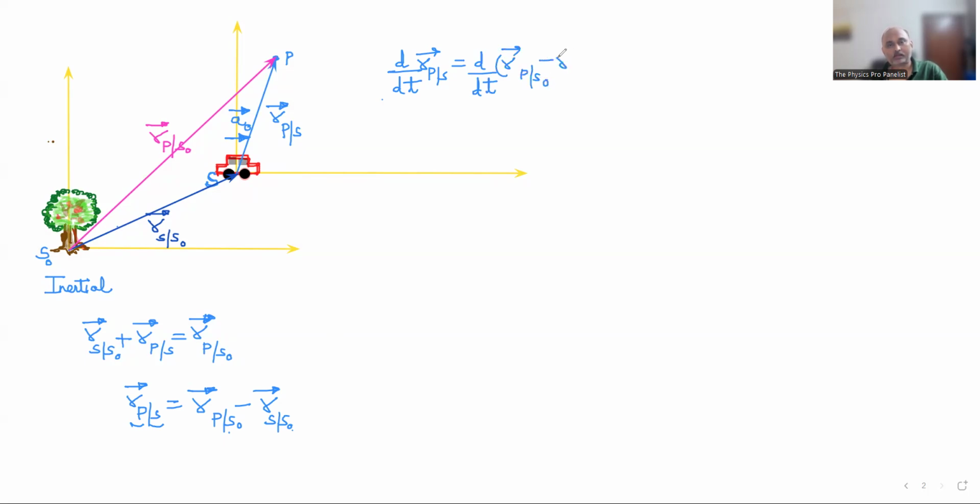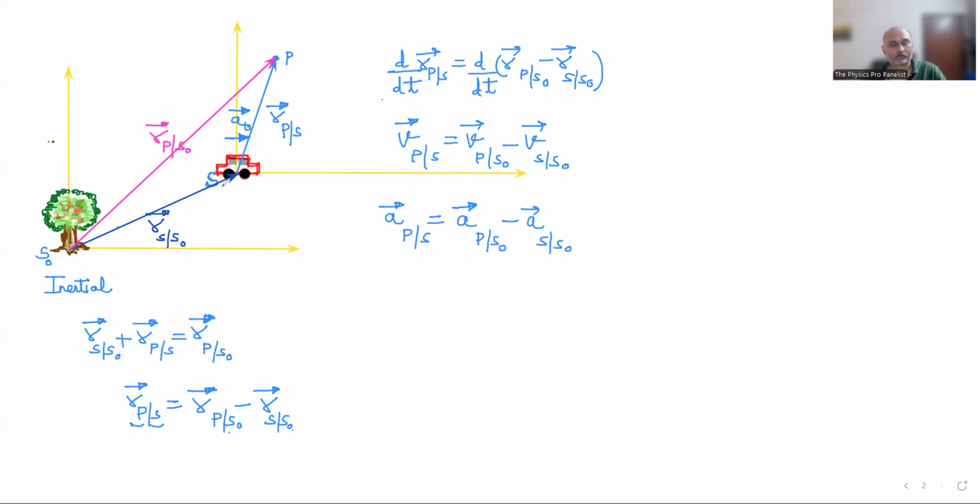RPS naught minus RSS naught. What do I get? I get velocity. Once more we differentiate, then what will we get? Acceleration of particle P with respect to S is equal to acceleration of particle P with respect to S naught minus acceleration of S with respect to S naught.